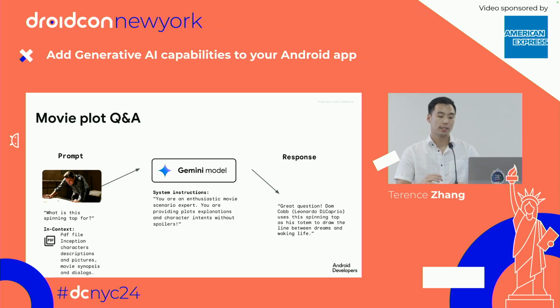And the response, basically, it'll take into account the system instructions, what is the role or persona you're defining for the model, and the image and the in-context files in order to generate this kind of response.